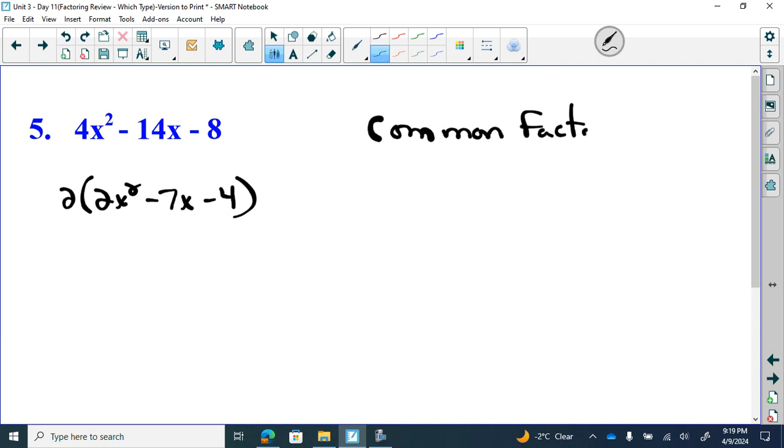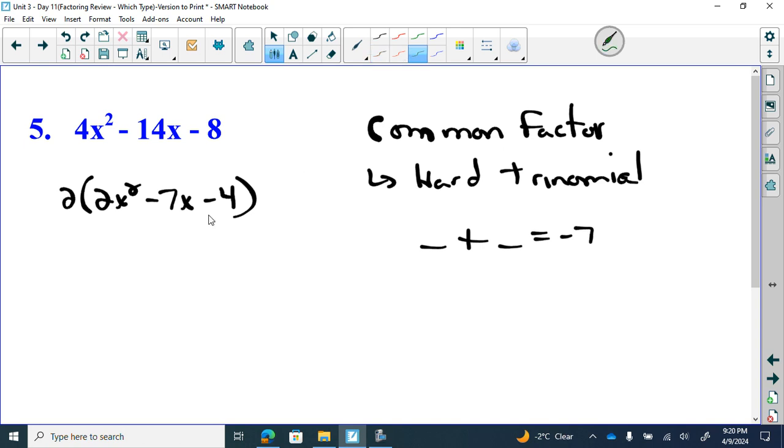Common factor, and then I'm going to move into a hard trinomial. So what's left in the brackets, it has 3 terms. 1, 2, 3 terms. I look for 2 numbers that add to give that middle number again, so they're adding to give negative 7. But this time they have to multiply to give 2 times negative 4. 2 times negative 4 would be negative 8. So I'll go through that process again.